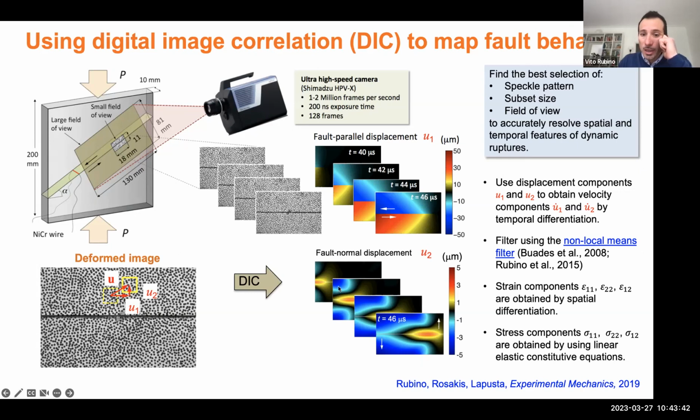So we can use these displacement fields to differentiate them in time and in space in order to get particle velocities and strains. And then we can use the constitutive linear elastic properties of the analog material in order to obtain the stress components, and then friction from that.